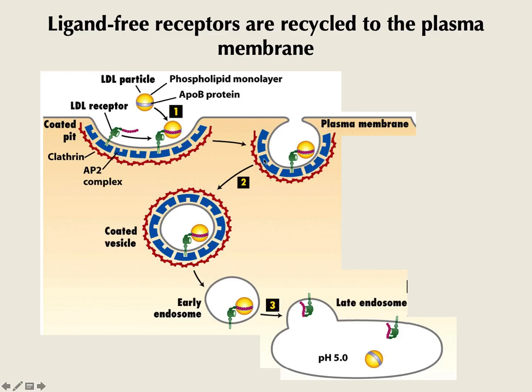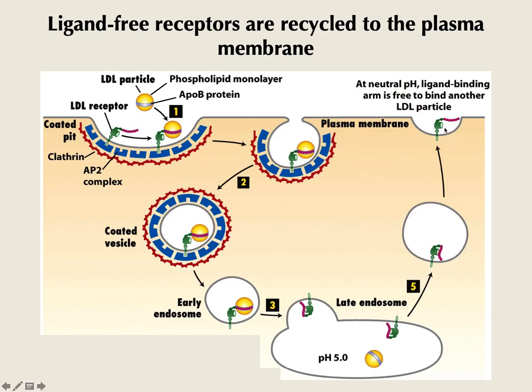Next, what does the cell do? So what is done before is taking the LDL and channeling it all the way to the late endosome and dissociating the LDLs from the receptor. So importantly, that receptor is now going to be recycled.